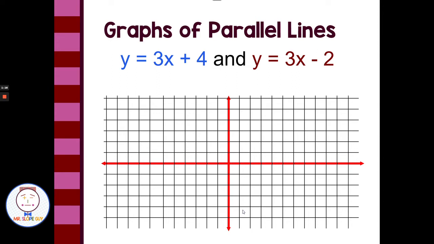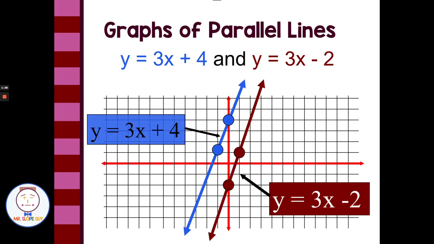And if we graphed y equals 3x plus 4, y-intercept of 4, slope of 3, up 3, right 1, or down 3, left 1, and we graph y equals 3x minus 2, y-intercept at negative 2, up 3, right 1 for our points, we notice that the same slope and two different y-intercepts will give us parallel lines.